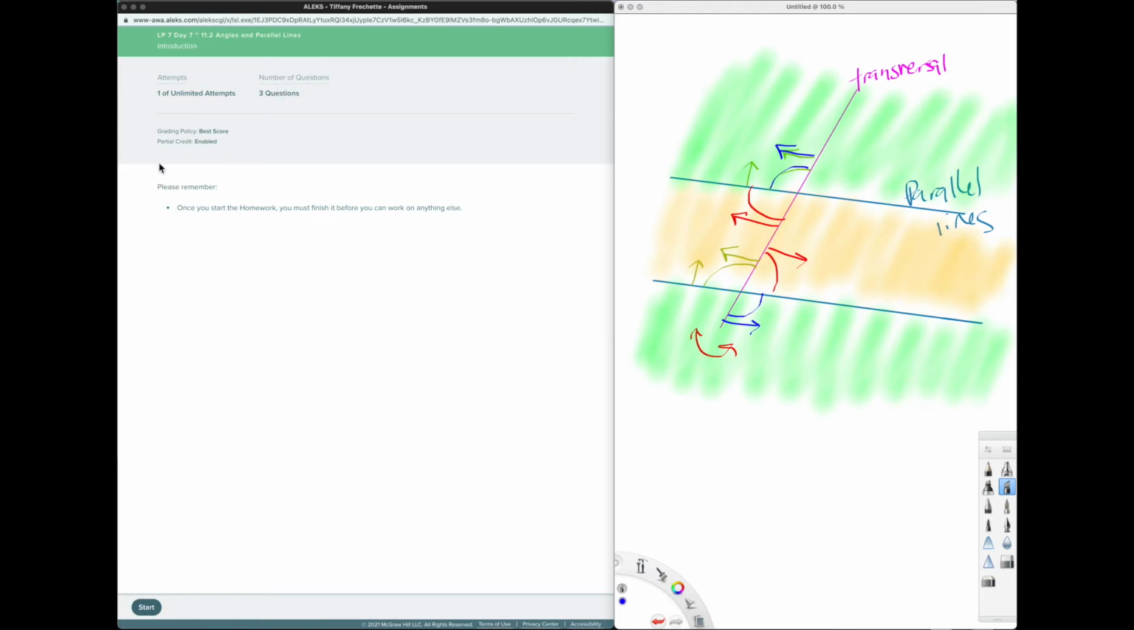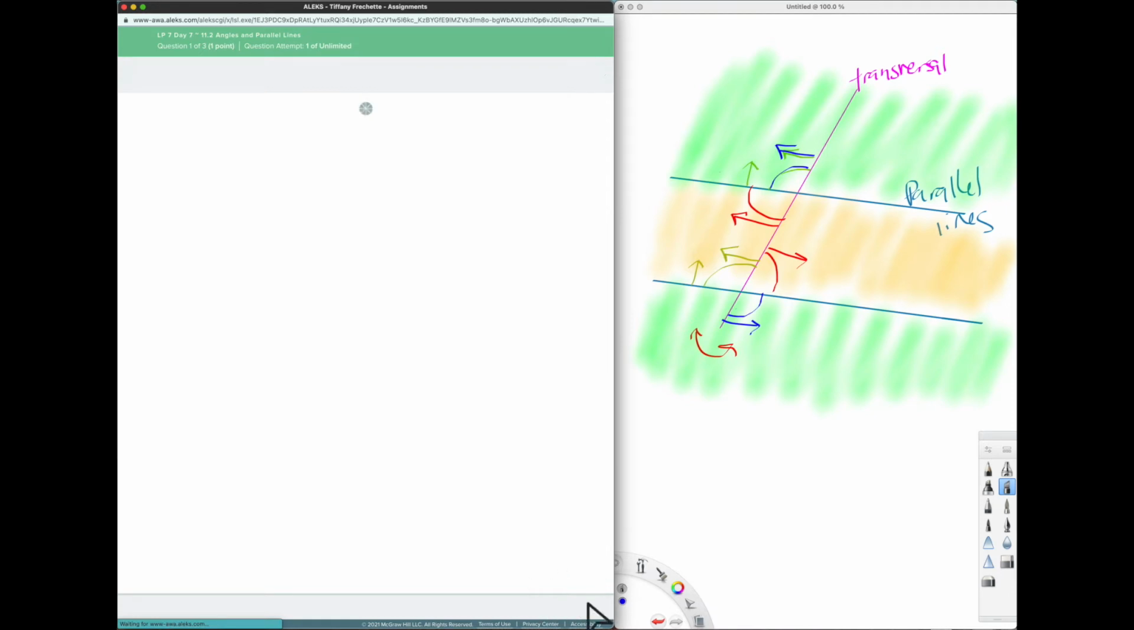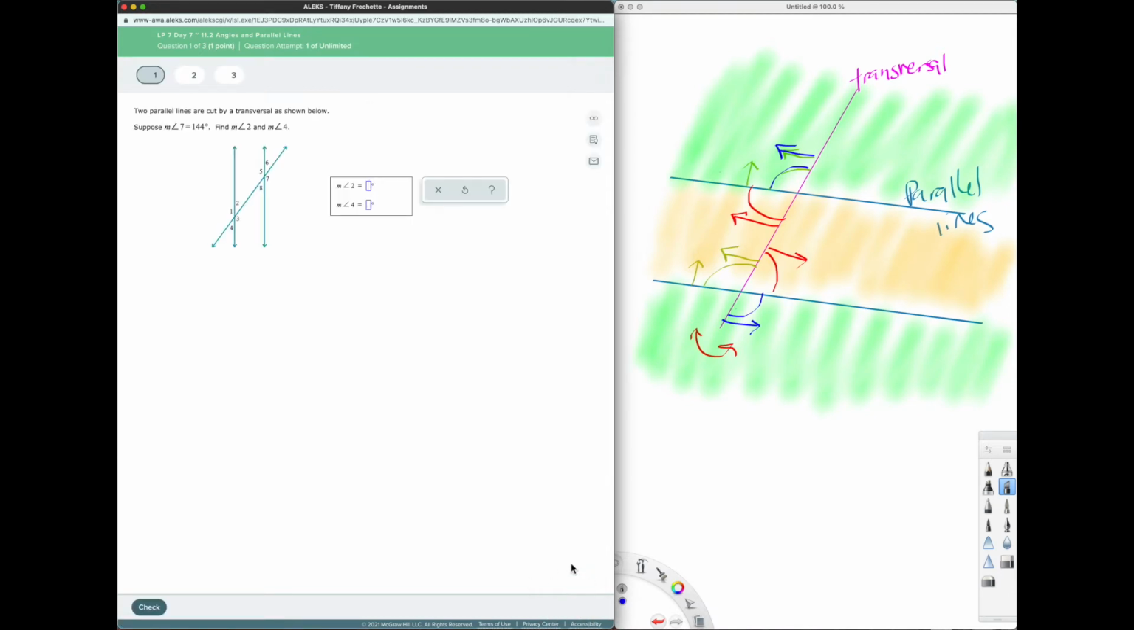Down here it says, please remember once you start your homework, you must finish it before you can work on anything else. What that means is once I click start here, down in the bottom right corner, I will see a submit assignment button. I need to make sure that I click that button to finish the assignment. That's what it means by finishing. So what it means when it says you can't work on anything else is that Alex is going to lock you out of every other assignment while this attempt is open.